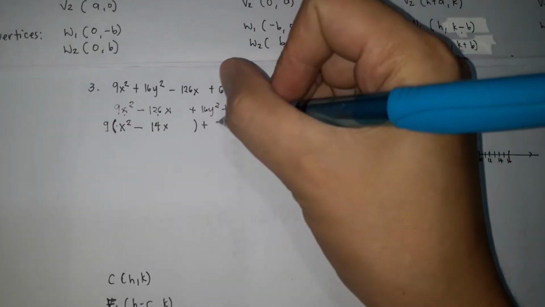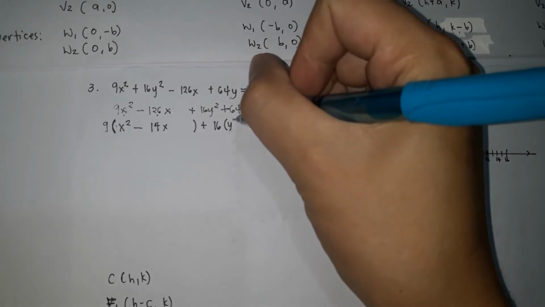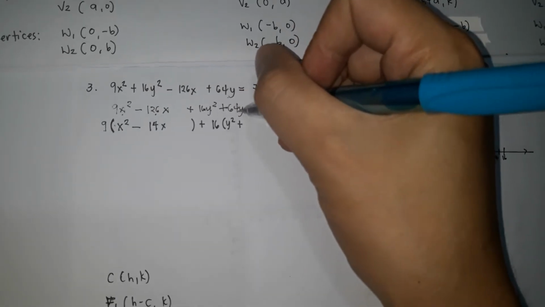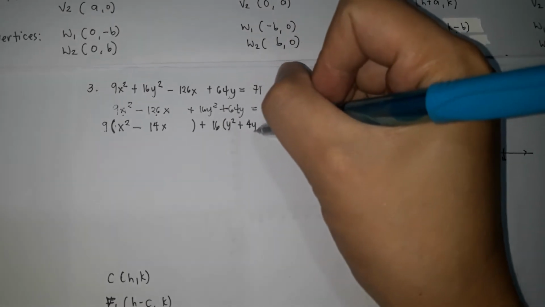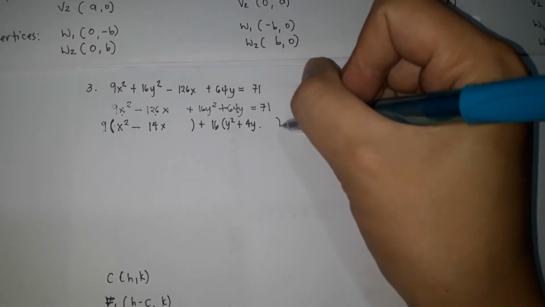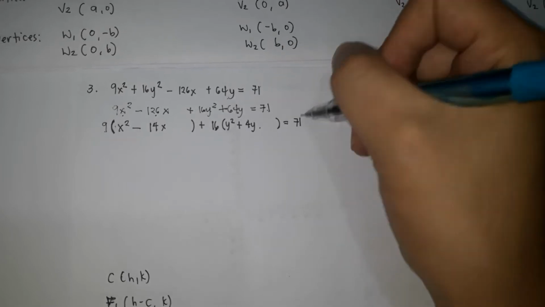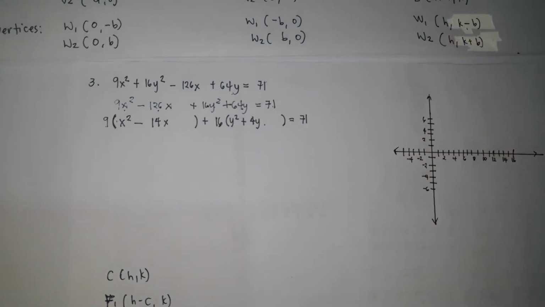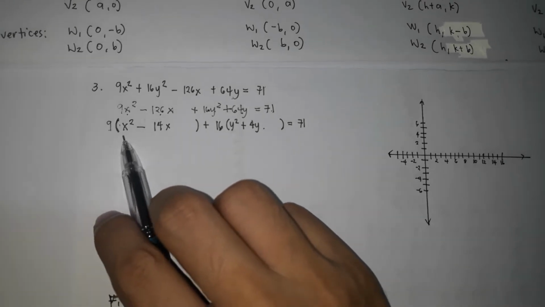Plus, factor out 16 too. Only y squared is left. Plus, 64 divided by 16, it's 4y. Leave a space, equal to 71. Why do you need to leave a space? Because you're going to complete the square.